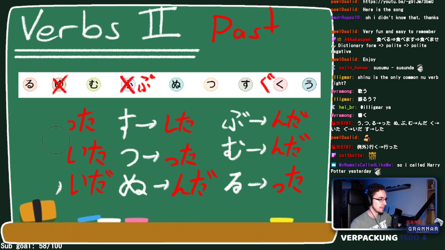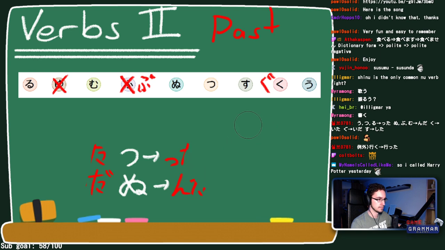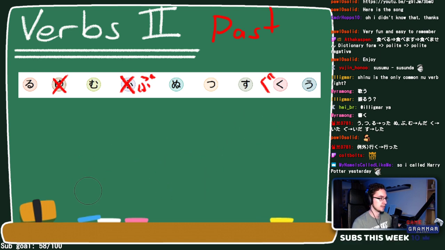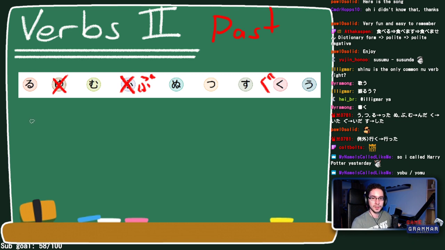Haha. One last thing that we're going to look at is what Shiruba mentioned before I forget. Which is iku. Okay, so iku is a bit of a special one. Yobu, yomu. Okay, because you read Harry Potter.